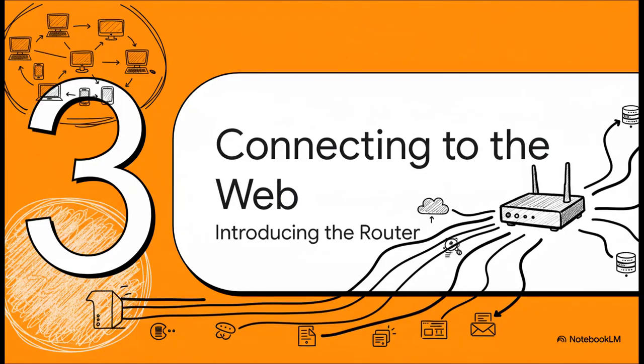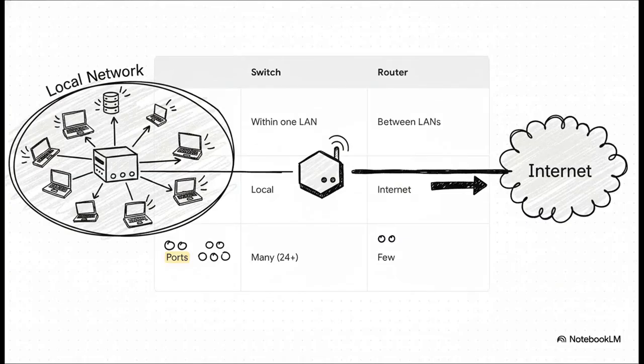All right, so our local network, our LAN, is buzzing with activity. But right now, it's basically a digital island, completely cut off from the rest of the world. So how do we build a bridge from our private little network to the giant global network called the internet? For that, we need a totally different device. We need a router.